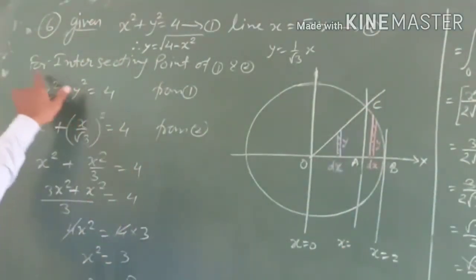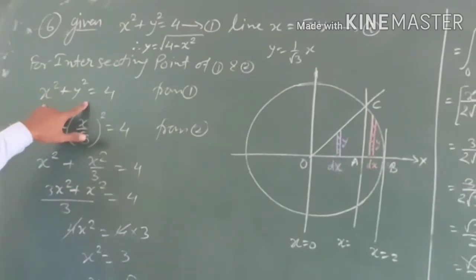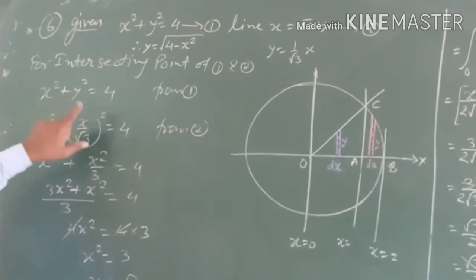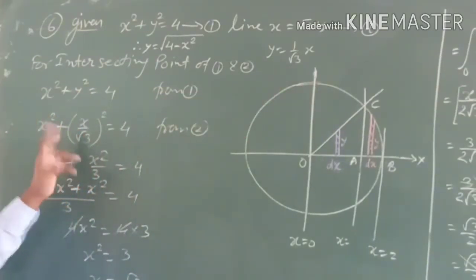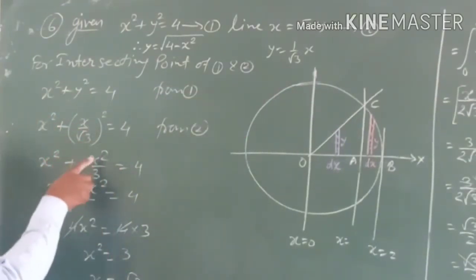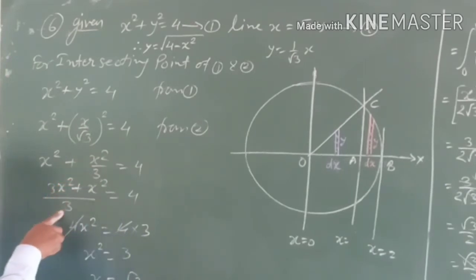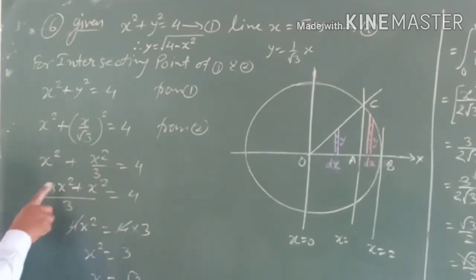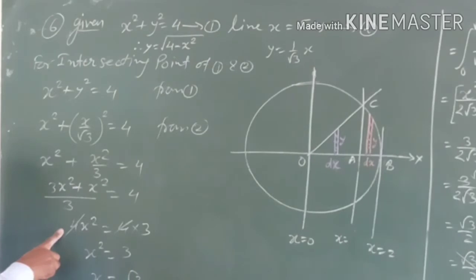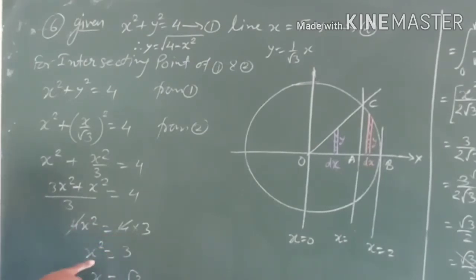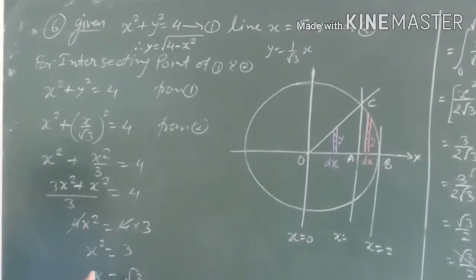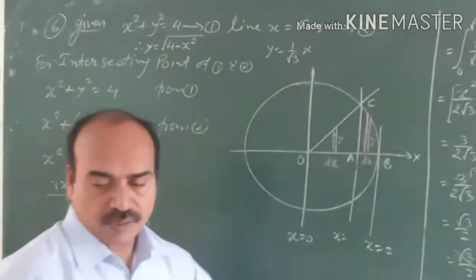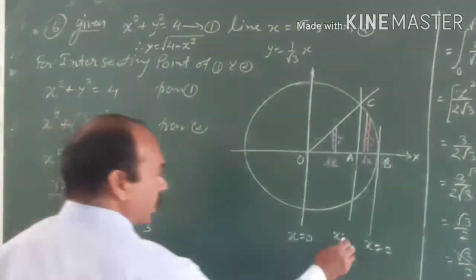So let's see here. The equation of the circle is x square plus y square is equal to 4. In place of y, write x by root 3. So x by root 3 squared means x square by 3. When you take the LCM, the LCM is 3. So 3x square plus x square, that is 4x square, and 4 and this 4 cancel out. So x square is equal to 3, or x is equal to plus minus root 3, but in the first quadrant it is positive, so x is equal to root 3.